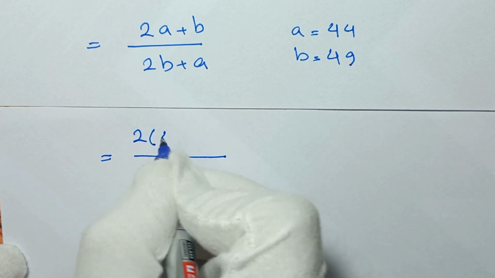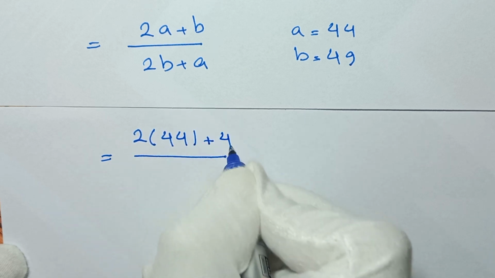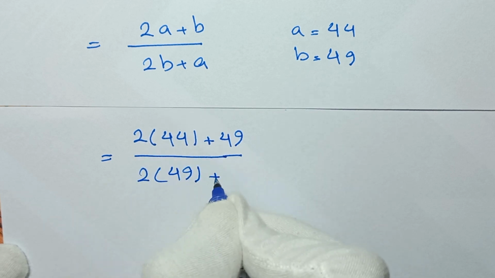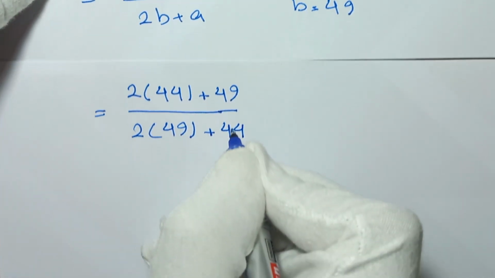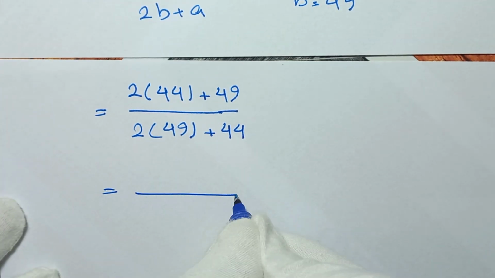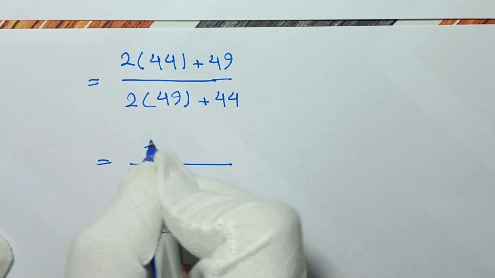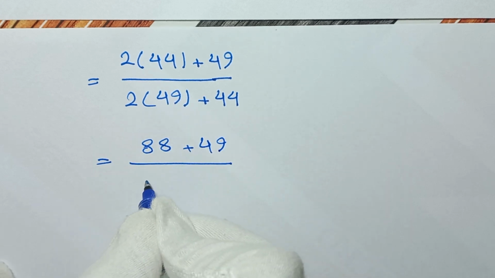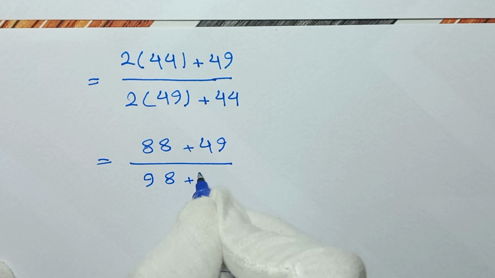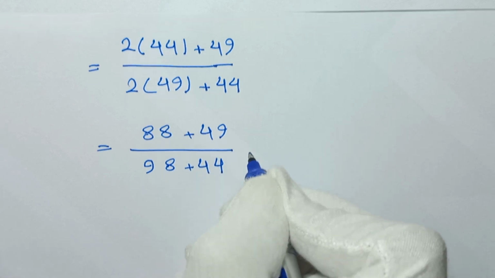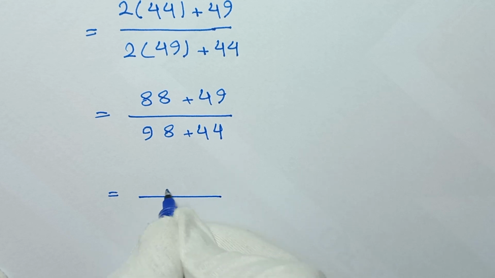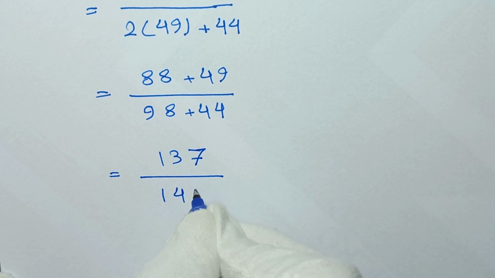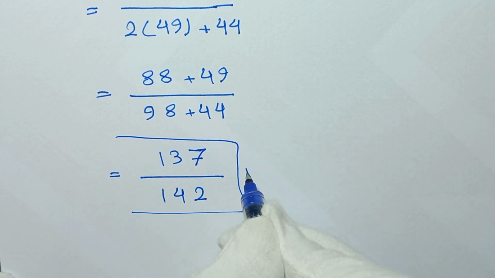2 times a is 44, plus b 49, over 2 times b, 2 times 49, plus a is 44, and it will be 2 times 44, it will be 88 plus 49, over 2 times 49, it will be 98 plus 44, and it will be 137 over 142, and this is our final answer.